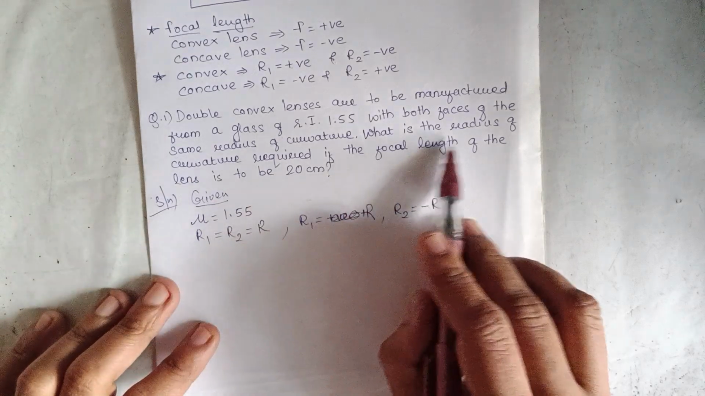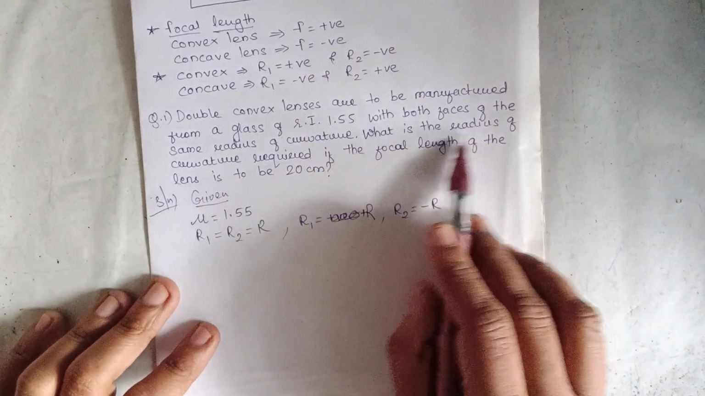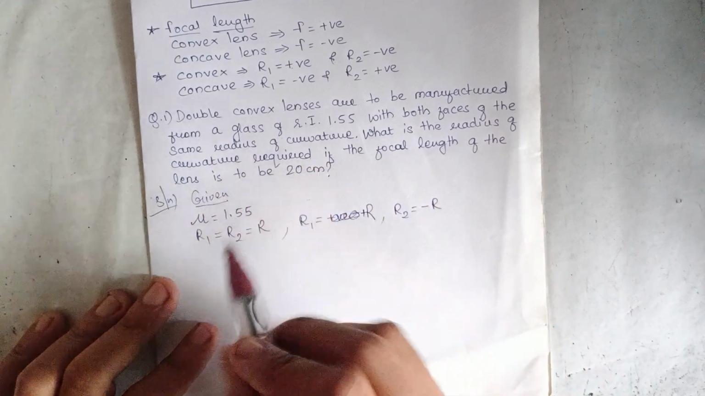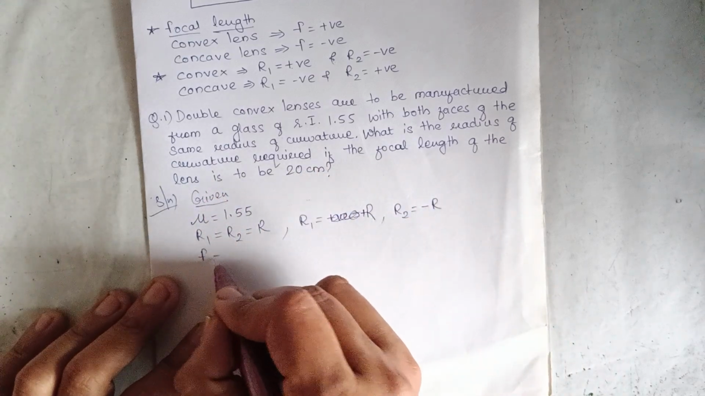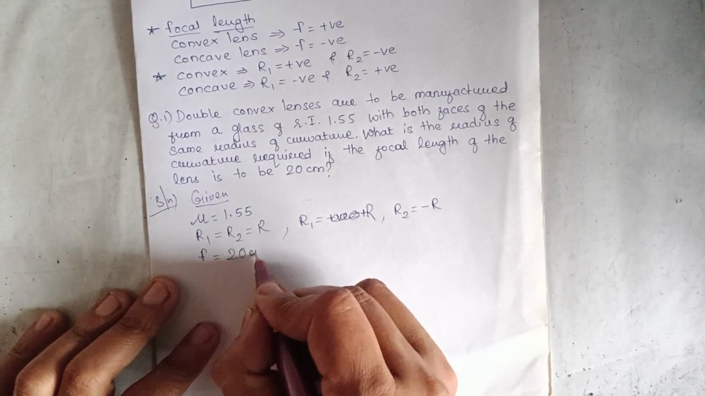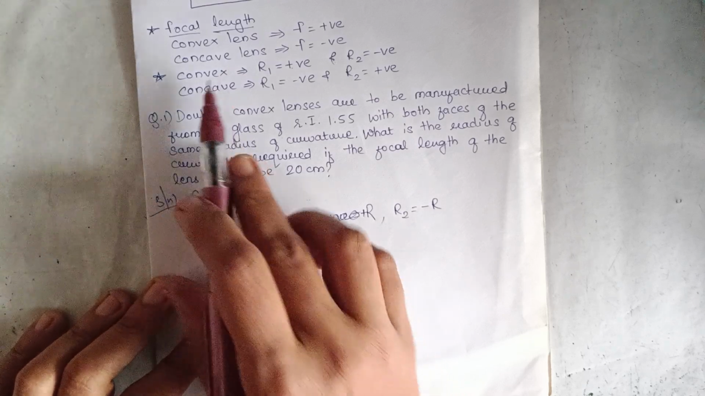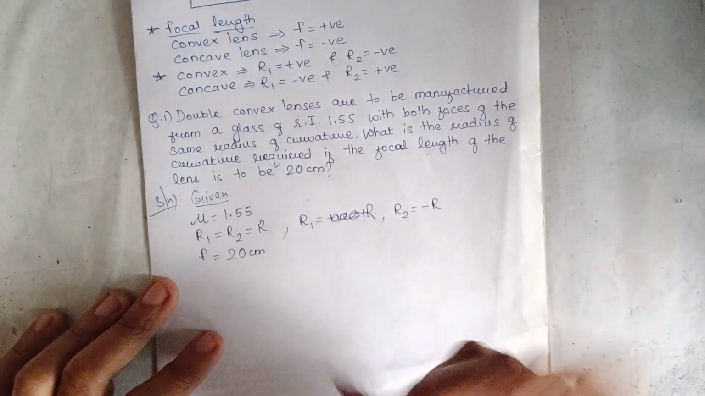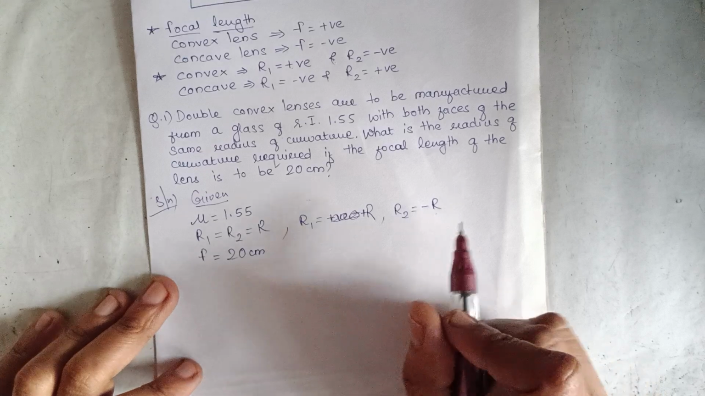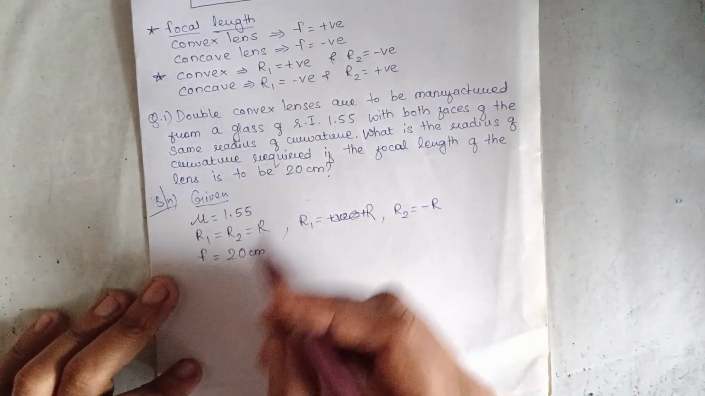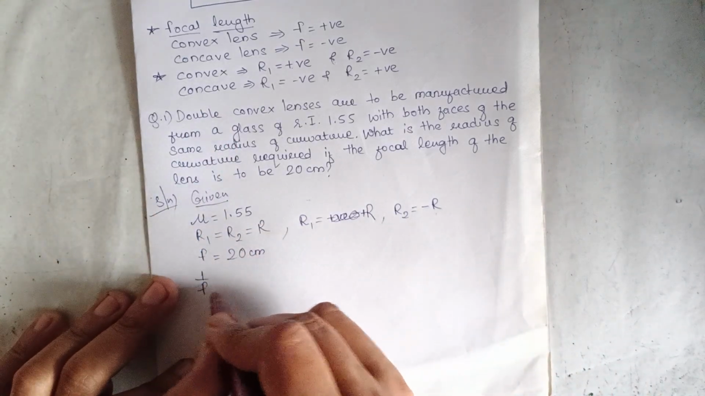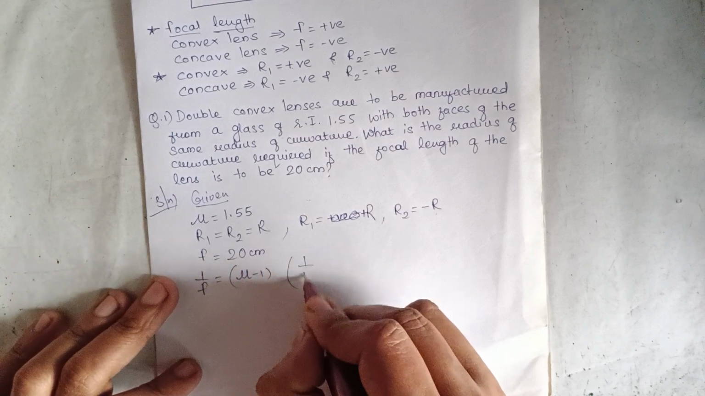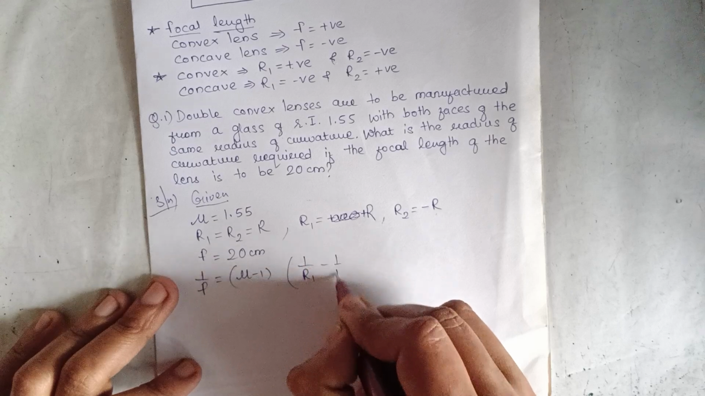Then they have given, what is the radius of curvature required if the focal length of the lens is to be 20 centimeter. So f is given to be 20 centimeter and it is positive, since for convex you have to take it as positive. Now you have to find out the value of r. Use lens maker's formula: 1 upon f is equal to (mu minus 1) into (1 upon r1 minus 1 upon r2).